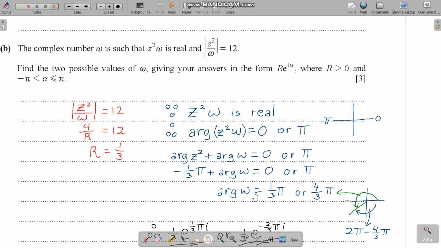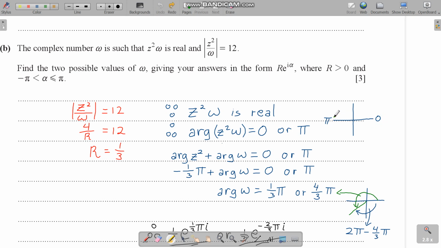Now using the second piece of information, z squared omega is real. If it is real, this means there is no imaginary component, so it has to be horizontal, to the right on the positive real axis or to the left on the negative real axis. So the angle, or the argument, or the theta, can only be either 0 or pi. So the argument of z squared omega should be either 0 or pi.